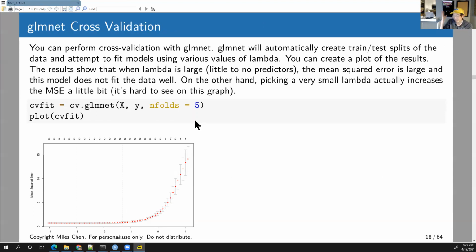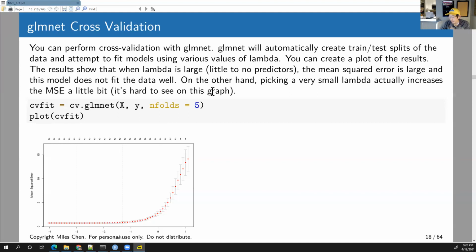glmnet does a lot of the work for you, and you can perform cross-validation with glmnet. I don't know if you can see, but there's a tiny little vertical gray line here around -3, and a tiny little gray line around -1 point something here. It's very faint. If you created it on your own, you might be able to see it. Basically, glmnet will automatically do cross-validation, create some train test splits in the data, and you can create a plot of the results.